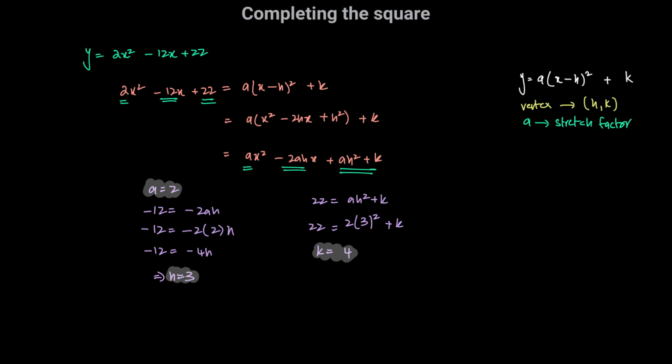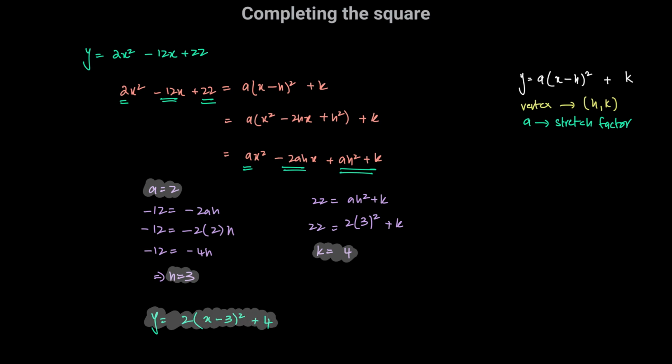So we can say that over here y is equal to a, which is just 2. So we have 2 times x minus h the whole thing squared. So that's x minus 3 the whole thing squared plus k. So that's plus 4 over here. So what we've done is we've written this quadratic expression in the completed square form.